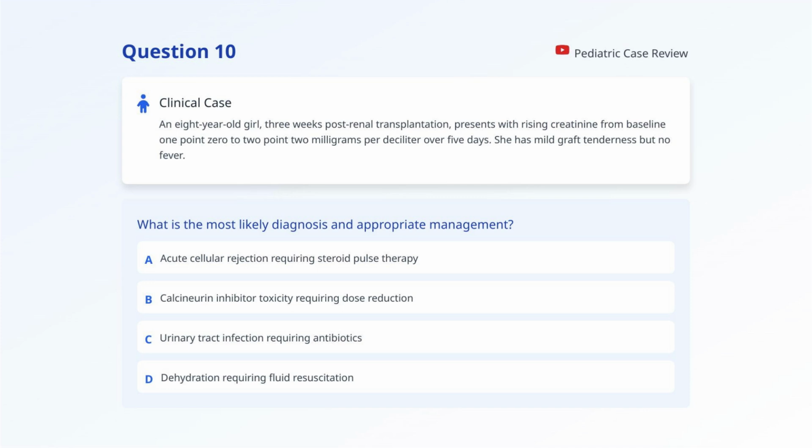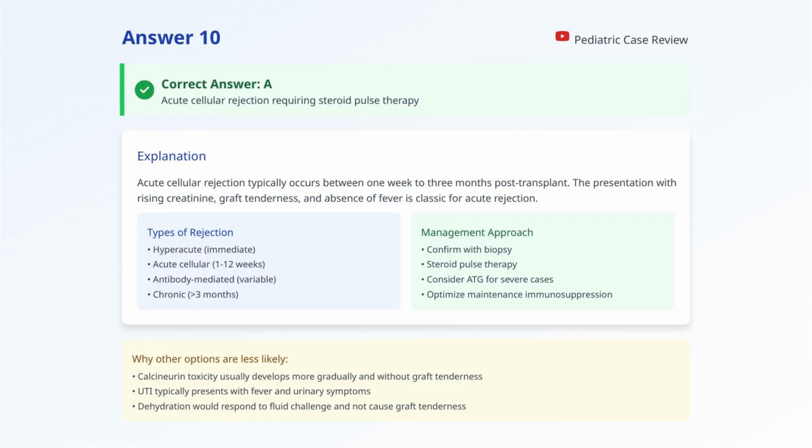Option A, acute cellular rejection requiring steroid pulse therapy. Option B, calcineurin inhibitor toxicity requiring dose reduction. Option C, urinary tract infection requiring antibiotics. Option D, dehydration requiring fluid resuscitation. The correct answer is A, acute cellular rejection requiring steroid pulse therapy.